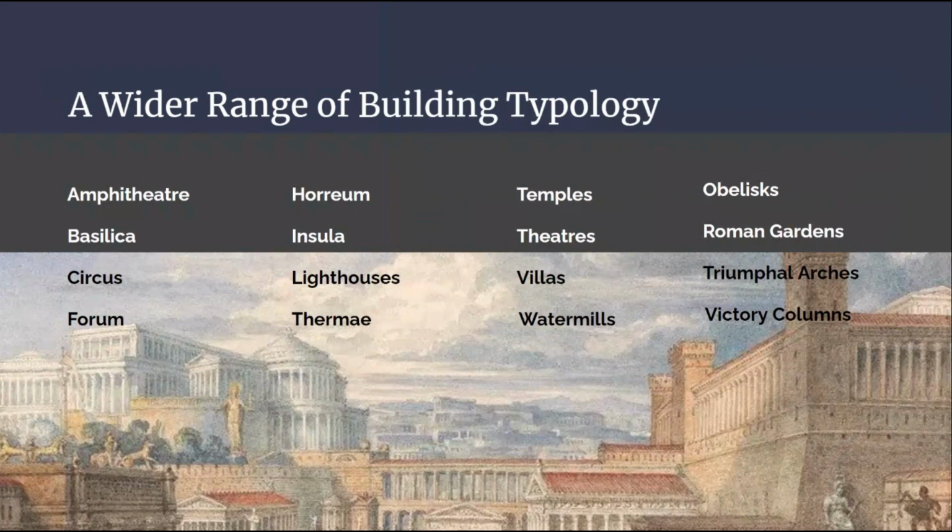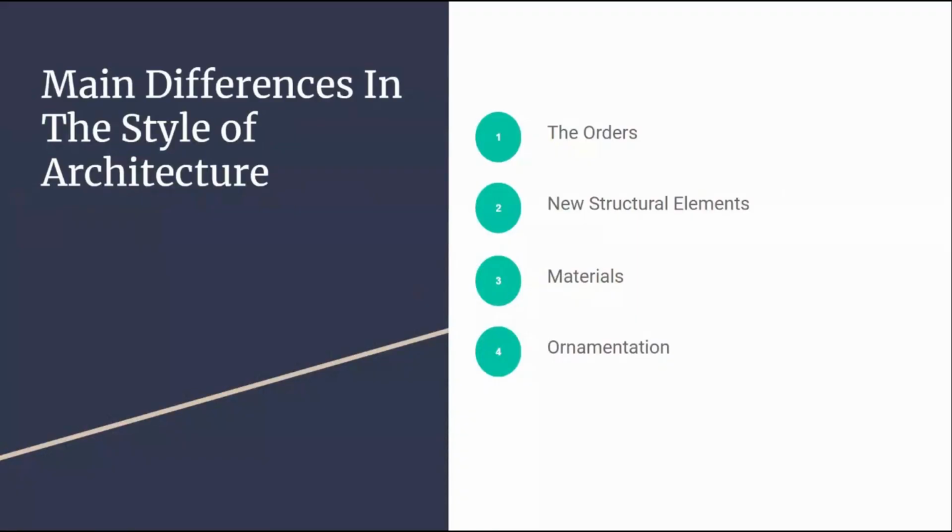This new typology included the amphitheater, the basilica, the circus, the forum, Roman gardens, triumphal arches, victory columns, and so on and so forth. There are generally four fronts in which the ancient Romans diverged in the style of architecture. First and foremost, they added their own flair to the orders. Second, they introduced new structural elements. Thirdly, the materials, and finally, the ornamentation.